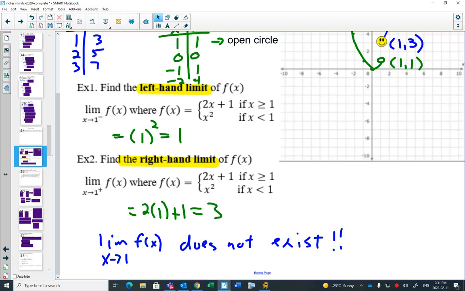And we say in order for a limit to exist, if you approach from the left side and you approach from the right side, it has to equal the same thing.